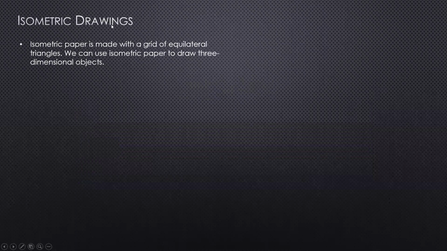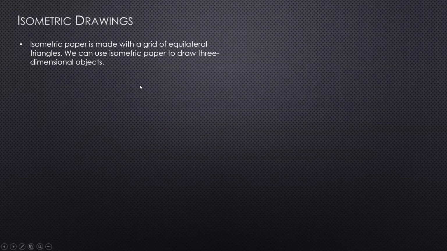Okay, isometric drawing. For this part, you actually need a special paper, which is what we call isometric paper, which is made from a grid of equilateral triangles. So we need to use this paper to draw 3-dimension objects. So what does the isometric paper look like?